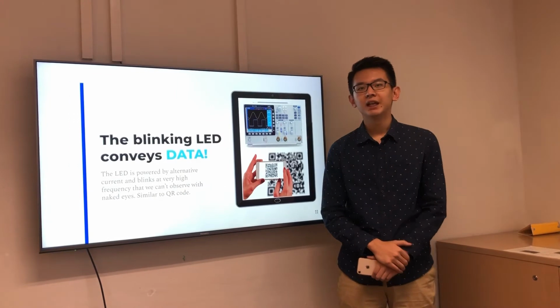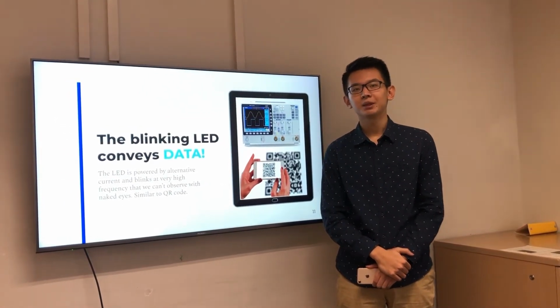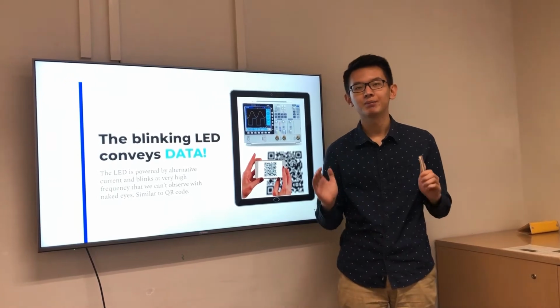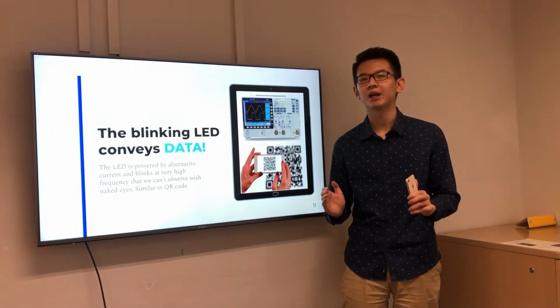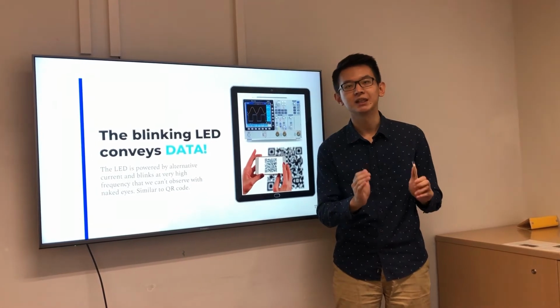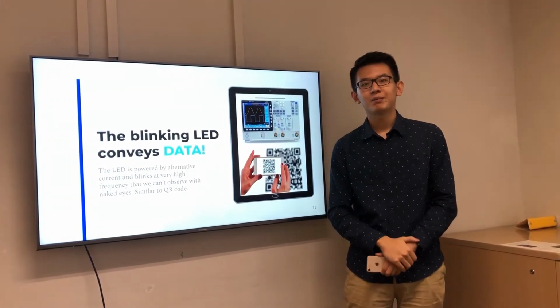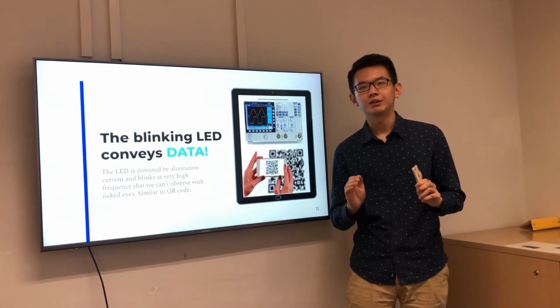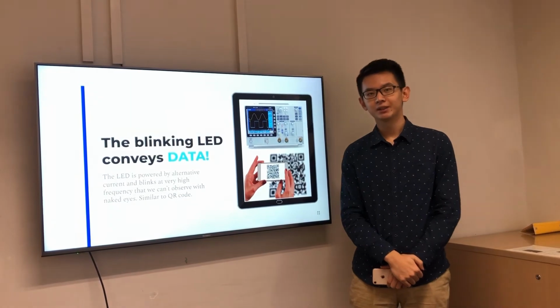As we know, the LED light is stationary. However, under the camera lens, it will display a strip pattern as we can see here. That is because the LED is actually powered by alternating current and blinks at a very high frequency that we cannot observe with naked eyes. Those strip patterns can be used for information encryption, just like using QR code. But how can we do this?